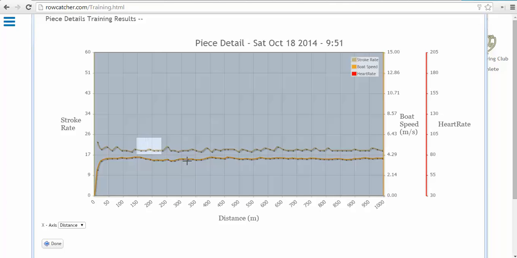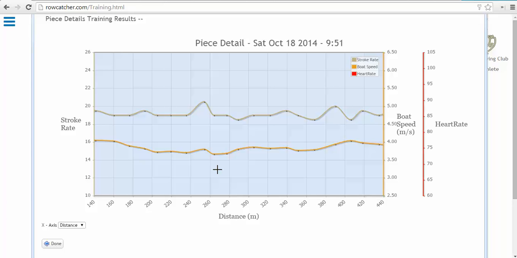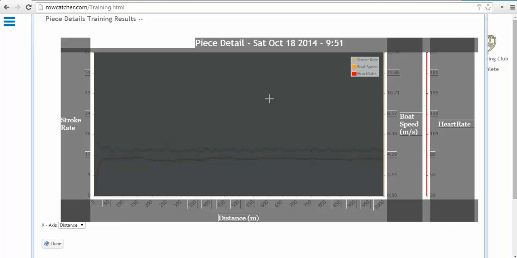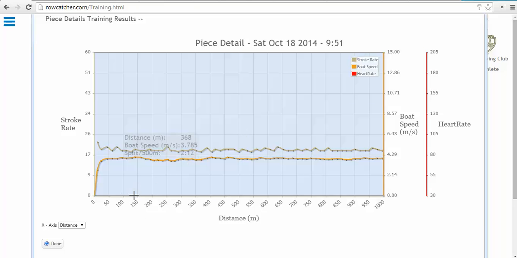If we want to hone in on a particular piece, or part of the piece, we can just make an area and then let go, and we can basically focus in on that particular part. And that focus in there is between 140 meters and 440 meters. Double clicking on the graph will bring us back out to the full 1K that we're looking at.